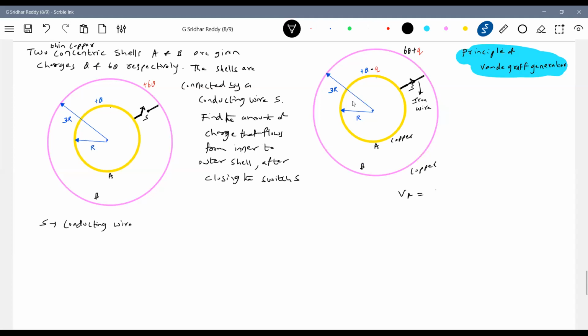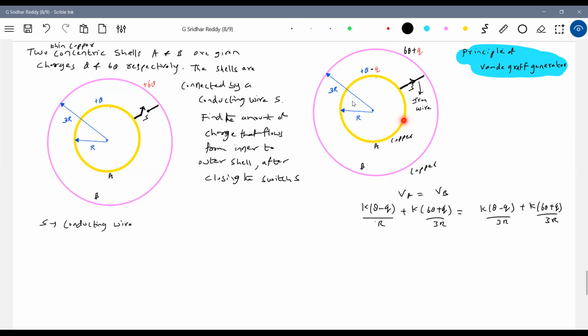Now, why is the potential of shell A equal to B? Because they're connected by a conducting wire, and a conductor is equipotential. What is the potential of shell A? Looking at the diagram, kQ/R plus k(6Q+q)/3R is equal to k(Q−q)/3R. Okay, fine. Potential of shell A and B.